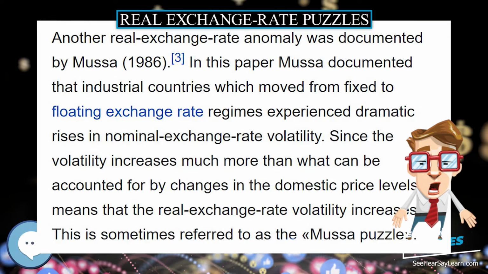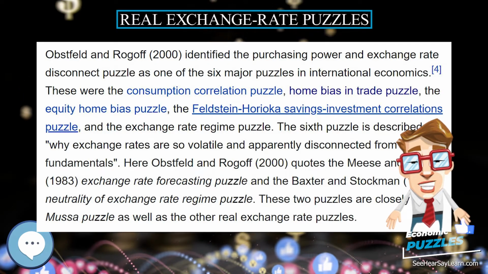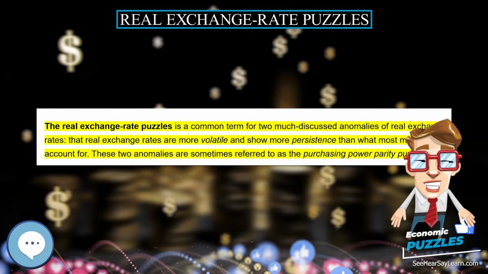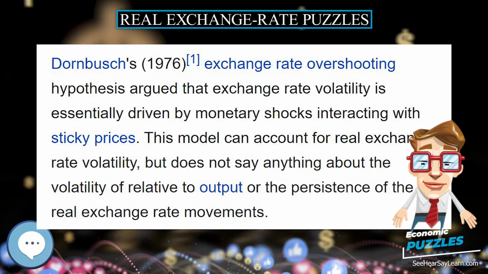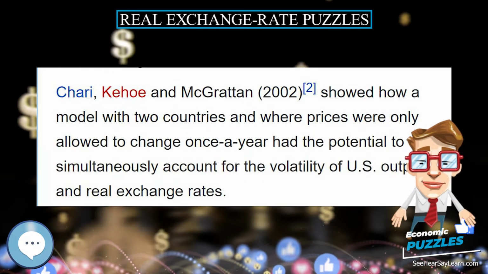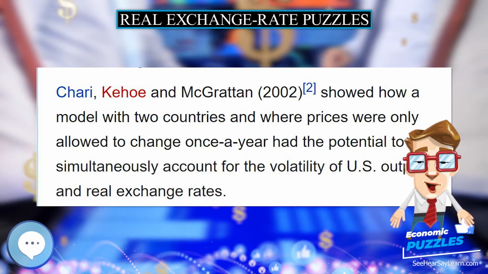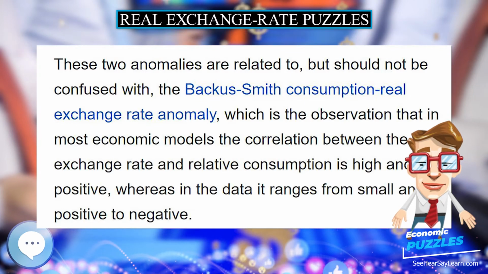Dornbusch's 1976 exchange rate overshooting hypothesis argued that exchange rate volatility is essentially driven by monetary shocks interacting with sticky prices. This model can account for real exchange rate volatility, but does not say anything about the volatility of relative consumption to output or the persistence of the real exchange rate movements.